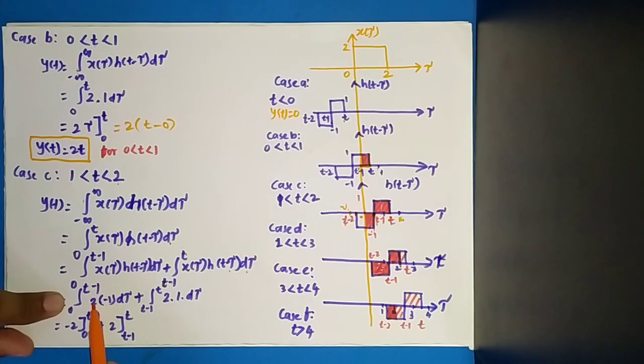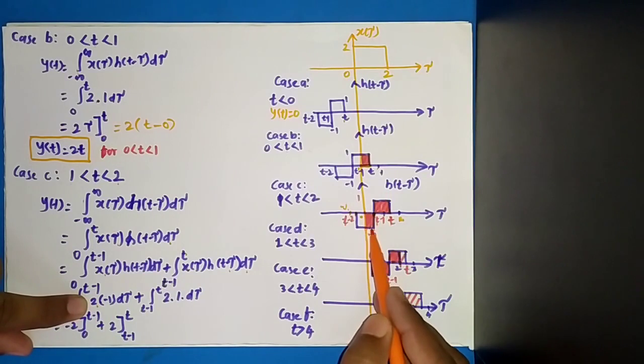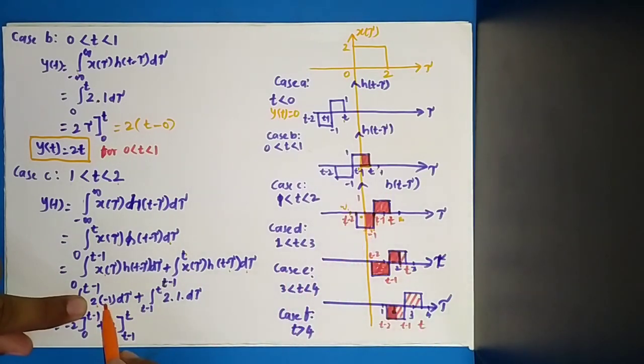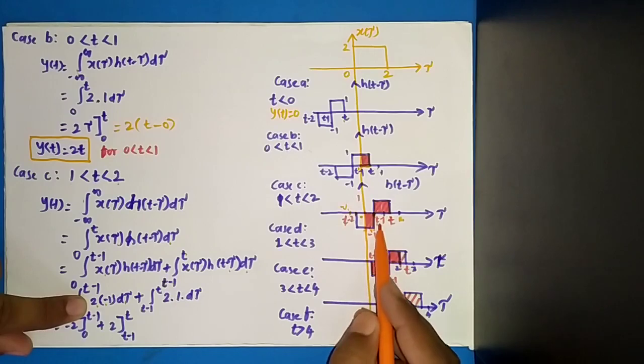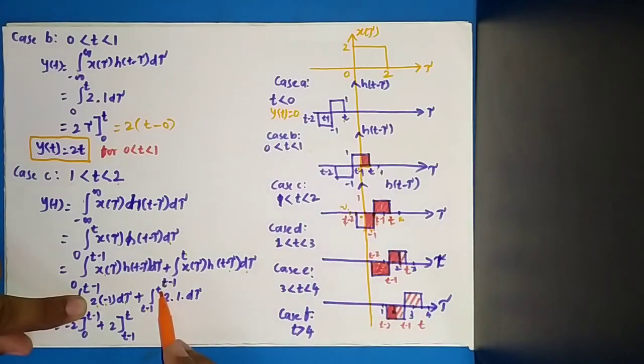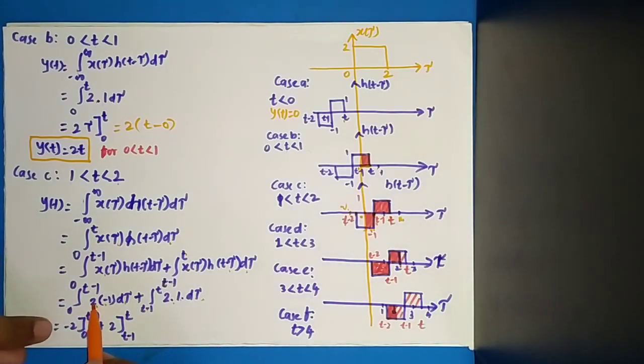So 0 to t minus 1, x of tau as it is 2, then h of t minus tau, it is minus 1 for this interval. So that's why it is minus 1 here d tau, plus t minus 1 to t, it is again 2 here for x of tau, and h of t minus tau it is 1 because it's positive 1 here d tau. Now if you simplify, what will happen? This is minus 2, here tau will come, okay, and here plus 2 tau. We have interval 0 to t minus 1 and t minus 1 to t.